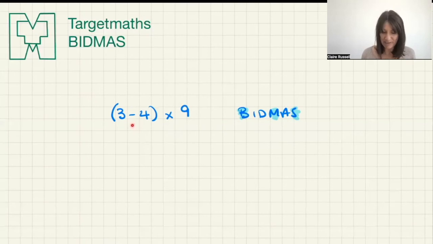Because I've got to do the brackets first, it means I've got to do 3 take 4. 3 take 4 is -1. Still got the times sign, still got the 9. And then I just finish that off. And you can see how those negatives can come in just at any point in our maths. So I'm going to ignore it. 1 times 9 is 9. And then I've got 1 negative in the question. So there's 1 in the answer.